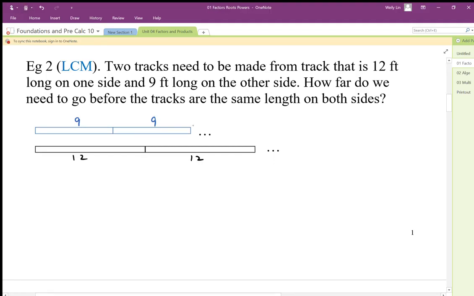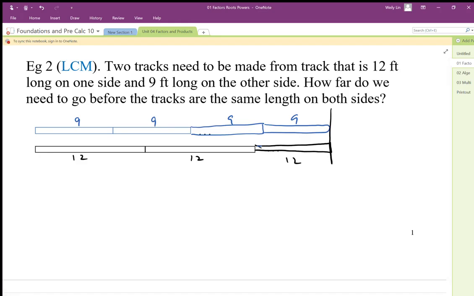We get 9, 9, another 9 here. That's going to be 27, 36. And if we do 3 sets of 12, we get the 36 as well. Okay, so then at 36, we know that both tracks start and end at the same point. Okay, so this is the lowest common multiple, which is going to be 36.